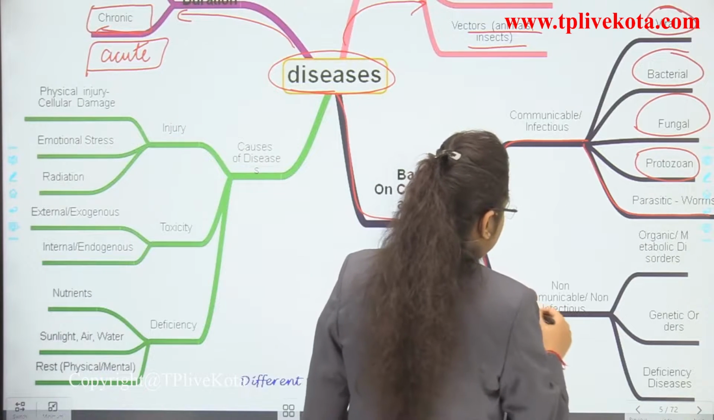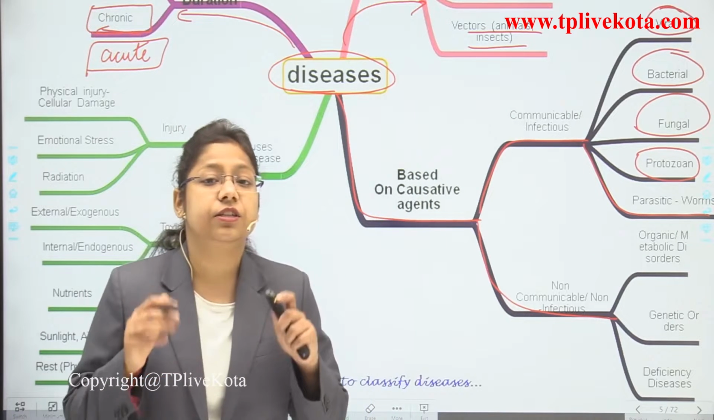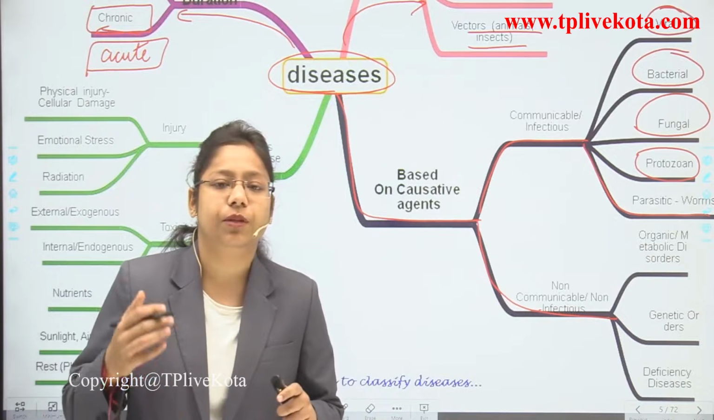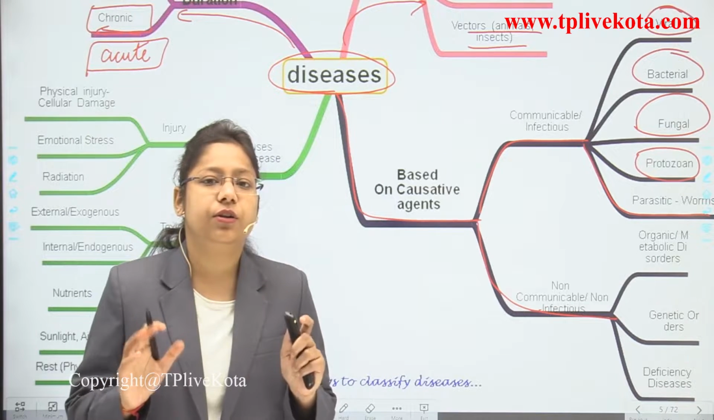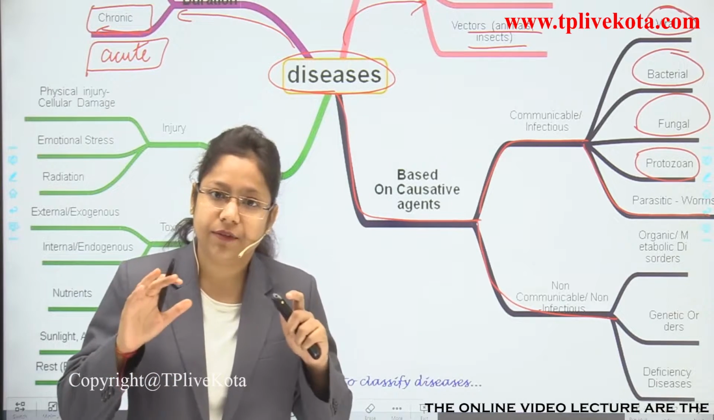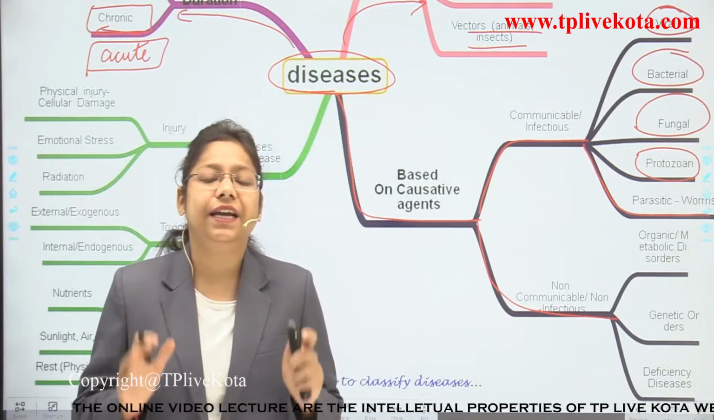Next, we are going to talk about the non-communicable or non-infectious diseases. These are the diseases which remain inside the person's body only, and they do not get transferred from their body to their offspring. They remain in the body of a person only. They are not transferred to another person by any kind of contact.